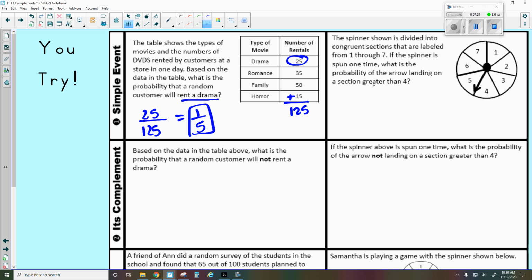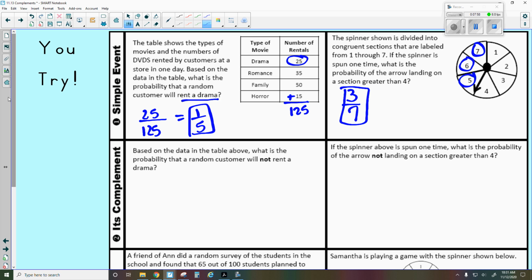Okay, another simple event problem. The spinner shown is divided into congruent sections that are labeled 1 through 7. If the spinner is spun 1 time, what is the probability of the arrow landing on a section greater than 4? So numbers greater than 4 are 5, 6, and 7. So there are 3 possible outcomes, and out of the total, there are 7 sections. And our fraction is simplified, and that will be our final answer.